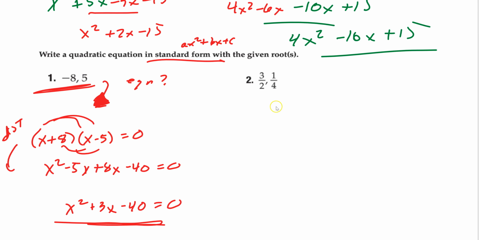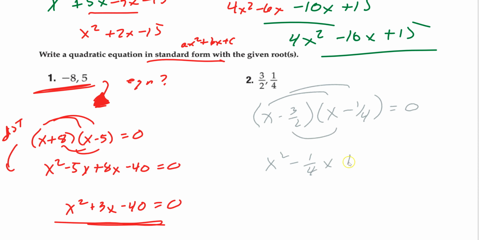Now you're looking at it like, oh, what do I do if it's ugly fractions? Do the exact same thing. x minus 3/2, x minus 1/4 equals 0. Now you can multiply it out. It's not that hard. It looks worse than it is. x squared minus 1/4 x plus 3/2 x, negative 3/2, and then remember, just multiply across, so plus 3/8 equals 0. So you get that, and you're like, that looks ugly.